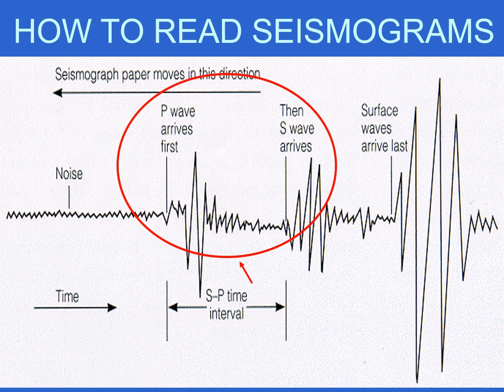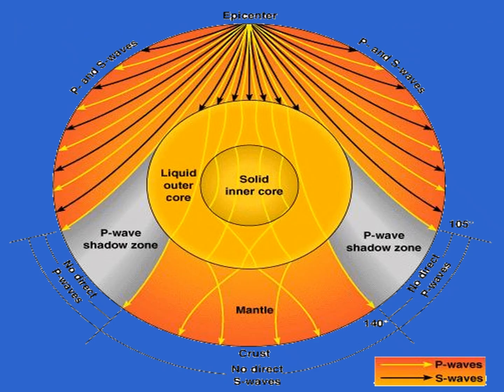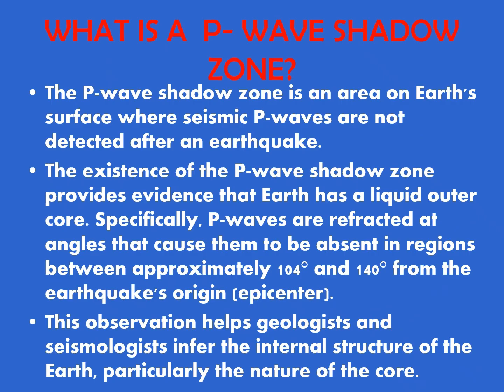Ever heard of the P wave shadow zone? It's an area where no P waves are detected. Why? Because they bend or refract when passing through the Earth's liquid outer core. S waves behave differently. Since they can't travel through liquids, they get completely blocked by the outer core, leaving a huge S wave shadow zone. This is one of the main reasons we know Earth has a liquid outer core.